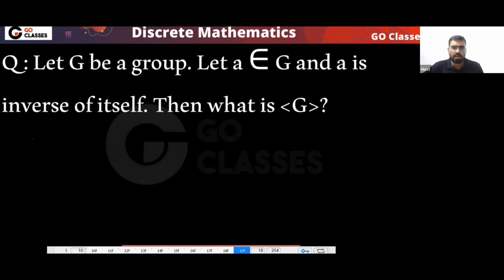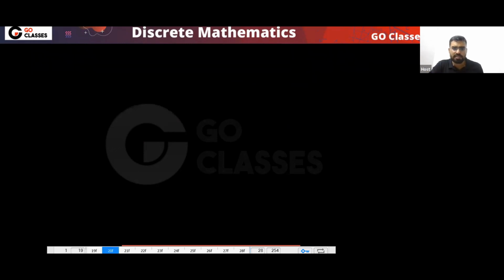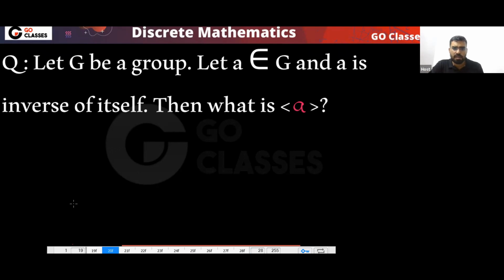Now let's move on. Let's solve this question. Tell me what will be the answer. Think about it and tell me. This is a very simple question. If G is a group and A belongs to G and A is the inverse of itself, then what is the subgroup generated by A? Remember, A is the inverse of itself. What does it mean?